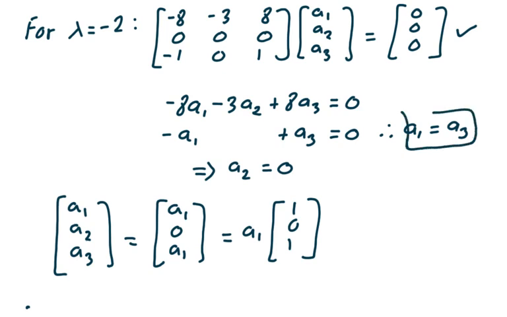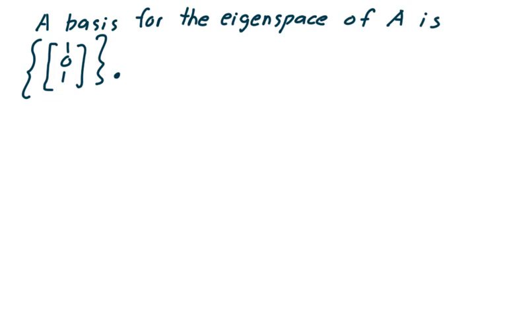So if I replace A1 with A3, that's going to force A2 into being 0. And so the column vector A1, A2, A3 is equal to the column vector A1, 0, A1. And if I pull out the A1, I get A1 times the column vector 1, 0, 1. So a basis for the eigenspace of A is going to be the set containing the column vector 1, 0, 1.